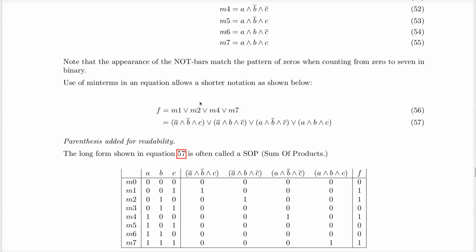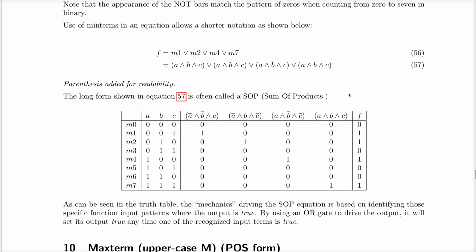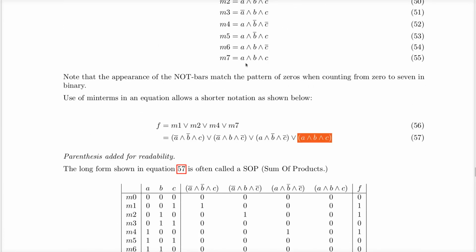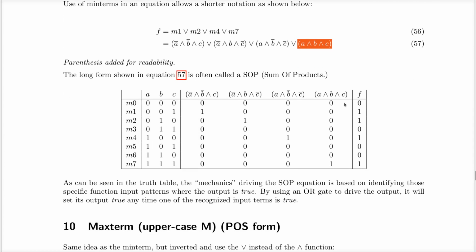And if I want my F to be true in only these cases for M1, M2, M4, and M7, well, it makes sense that if I were to express this M7 over here, you can clearly see it appearing down here as I expand these abstracted away details here. M7 represents this expression here, which I explained right here, right? Equation 55, right?